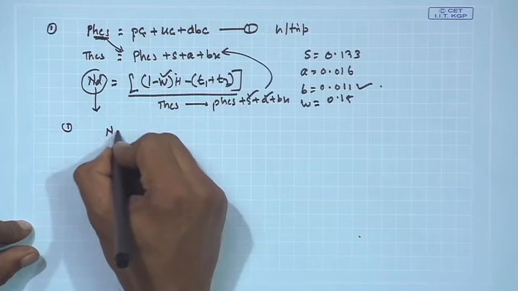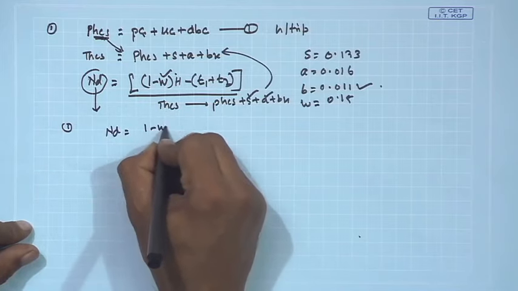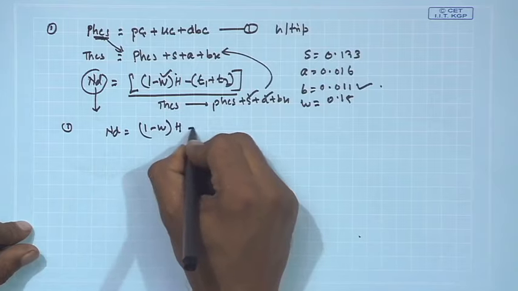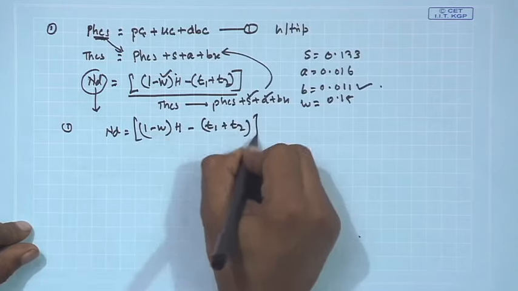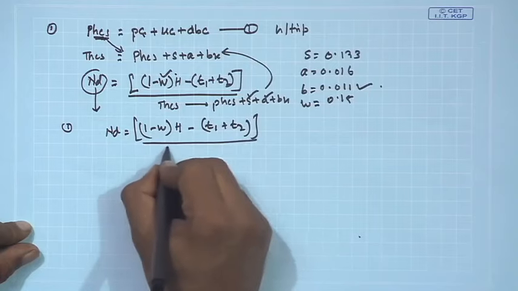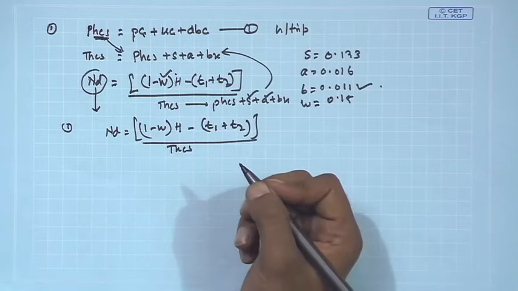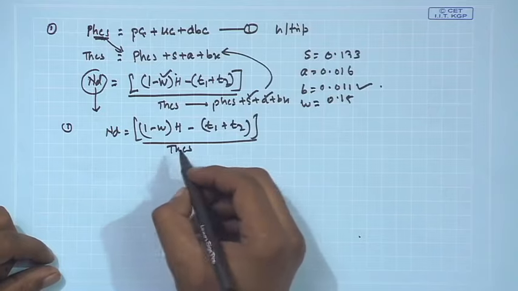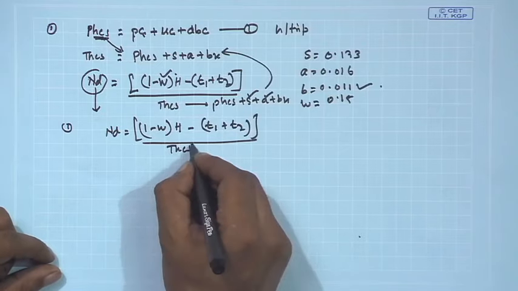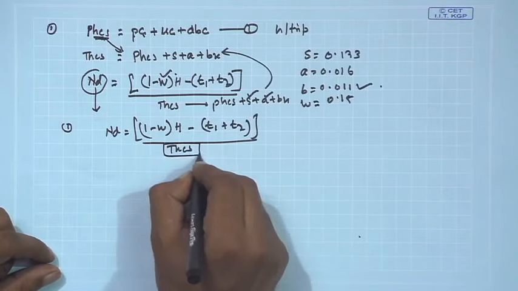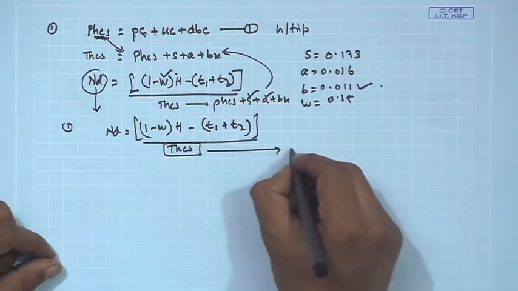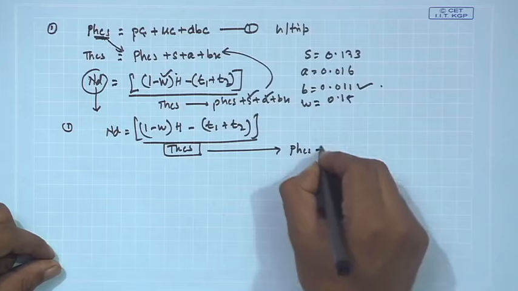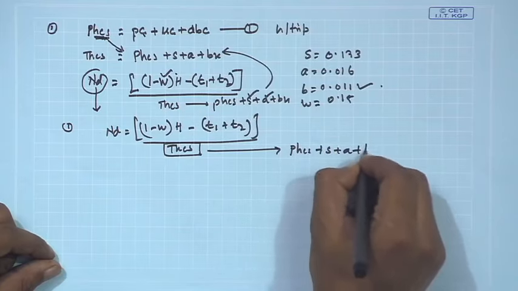So ND is equal to (1 minus W) H minus (T1 plus T2), and you will divide it whole by THCS. Now you can see in the question we are provided with everything, but we are not provided with the value of THCS. To find the value of THCS, we will use PHCS plus S plus A plus Bx.